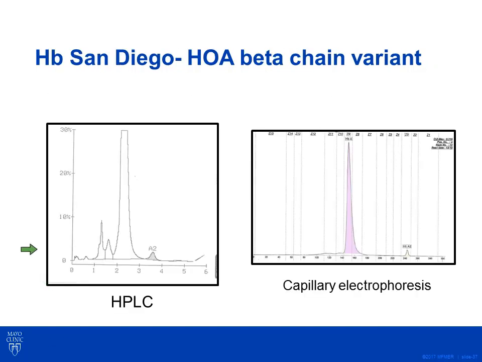To give you an example, here's one that we have seen multiple times. It's called hemoglobin San Diego. And you can see here two of the most popular screening methods used by laboratories: high-performance liquid chromatography and capillary electrophoresis. You can see on each one, this is the normal hemoglobin A peak. Here's the A2 peak, and you see no other peaks. So even though the variant is present, we can't see it.